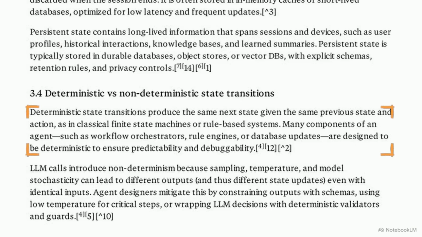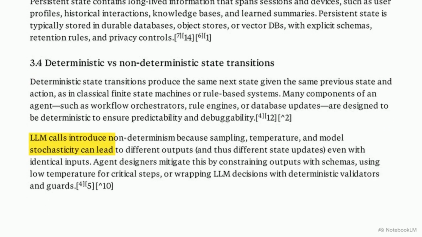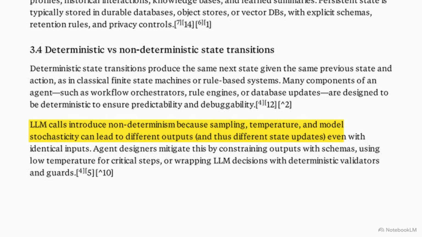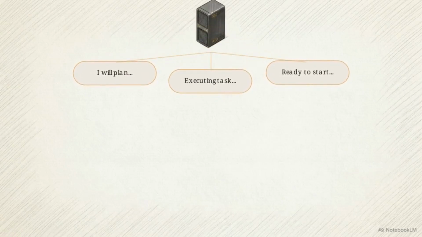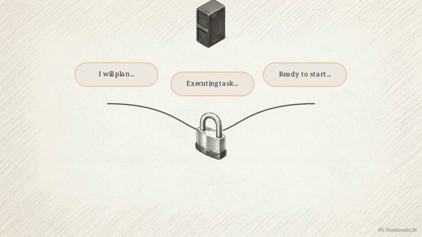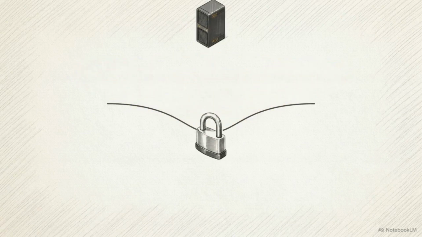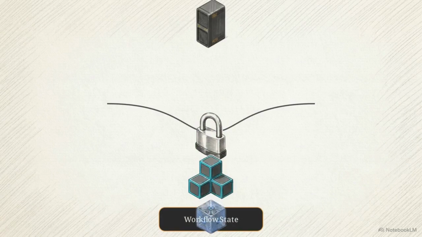Standard software relies on deterministic transitions, where an input leads to a predictable result every time. But LLM calls are non-deterministic. Factors like sampling and temperature mean the same prompt can produce different outputs, and consequently, different state updates. If a system relies solely on these unpredictable outputs, it risks a compounding chain of errors. To prevent an agent from drifting, designers wrap these stochastic LLM decisions in deterministic validators and guards to ensure the agent follows the intended logic.